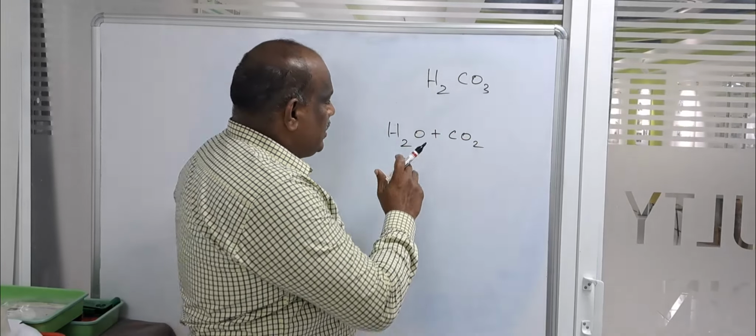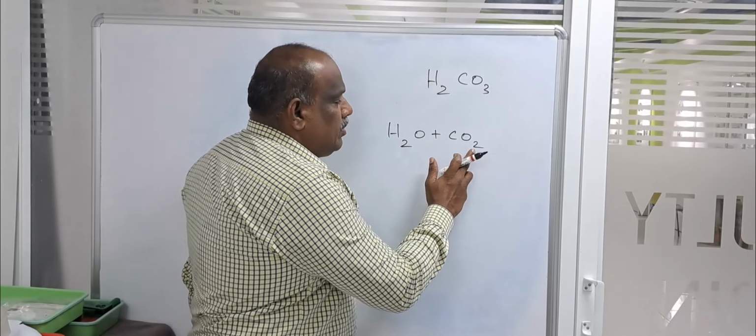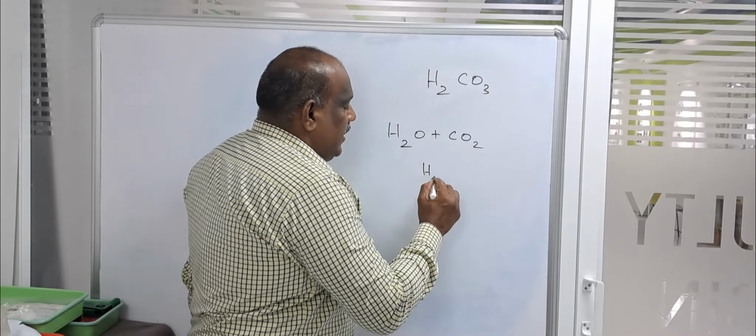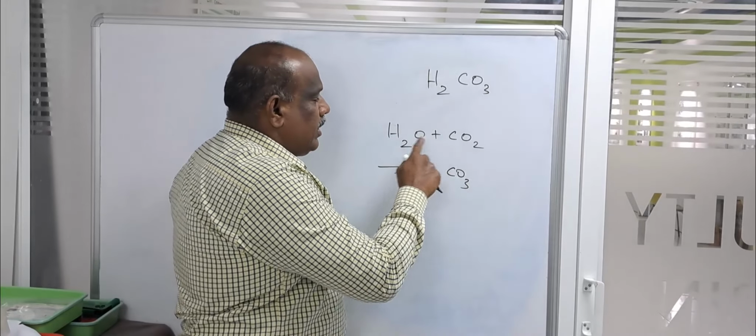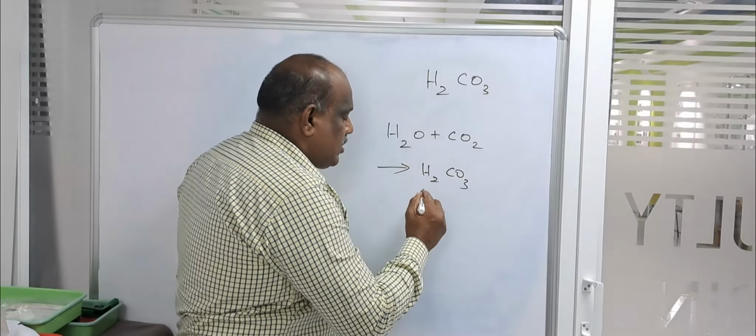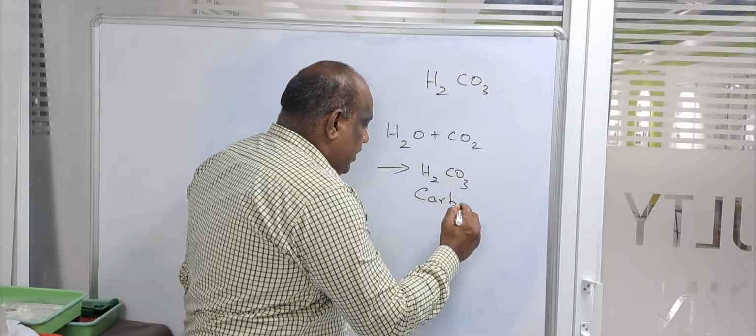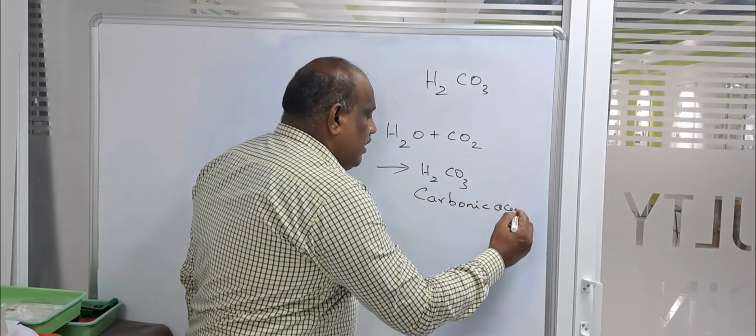Water and carbon dioxide. So you can see H2, one oxygen will combine with this CO2 to form H2CO3. Water plus carbon dioxide gives carbonic acid. This acid is called carbonic acid. Okay, this is balanced.